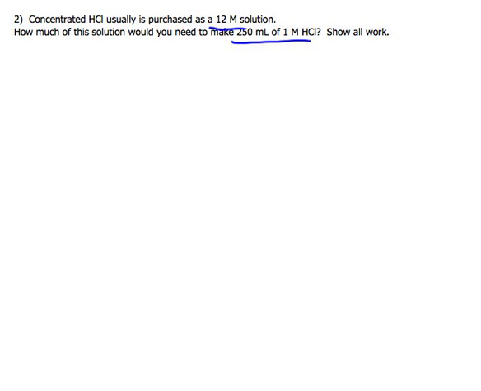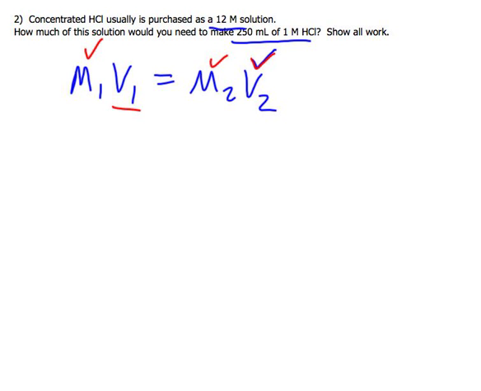acid do I need? So once again, we can use our dilution equation. M1V1 equals M2 times V2. And if we call M1 our concentrated solution, we know the concentration, we just don't know the volume that we need. On the other hand, we know the volume that we're trying to make, and we know the concentration we're trying to make, so we're solving for V1.